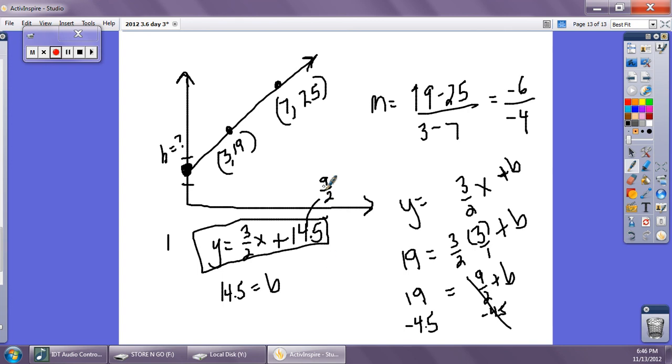I'm sorry, not 9 over 2. 14.5, you would multiply 2 times 14, 28 plus 1, so you get 29 over 2 if you change that mixed number into an improper fraction. So if you wanted to, you could have left it at 29 over 2. And that's how you take a graph and change it into an equation.